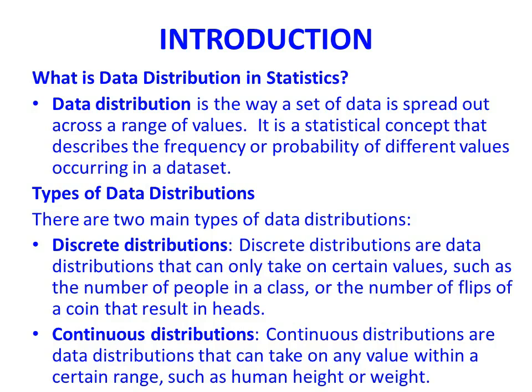What are discrete distributions? Discrete distributions are data distributions that can only take on certain values, such as the number of people in a class, or the number of flips of a coin that result in heads. What are continuous distributions? Continuous distributions are data distributions that can take on any value within a certain range, such as human height or weight.